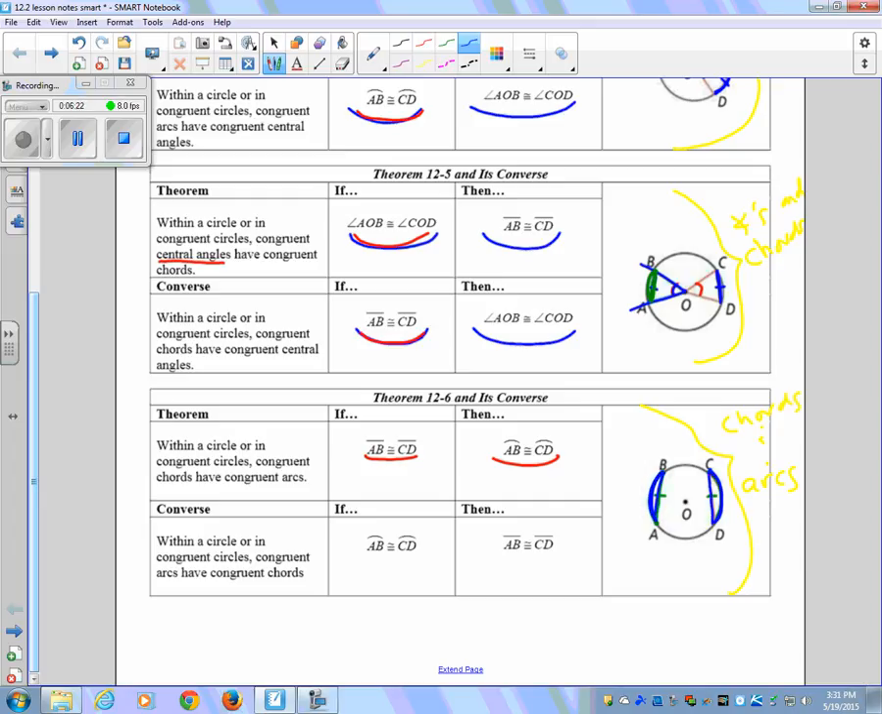So this arc to this arc means this chord to this chord. So if the two chords in one particular circle are congruent, then their arcs related to them are also congruent, and vice versa. If the arcs are congruent in one particular circle, here to here, then the chords are also congruent. Okay, so they all have to do with each other. Seems like a lot of theorems, but they're all related.